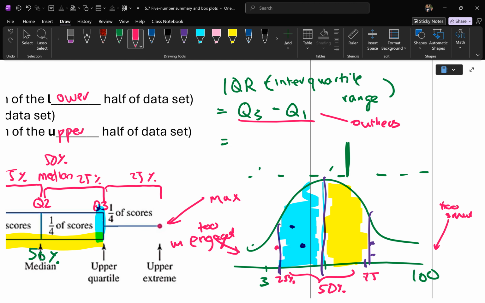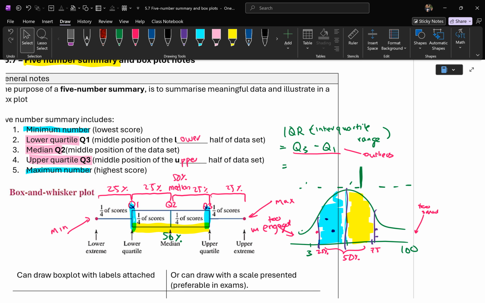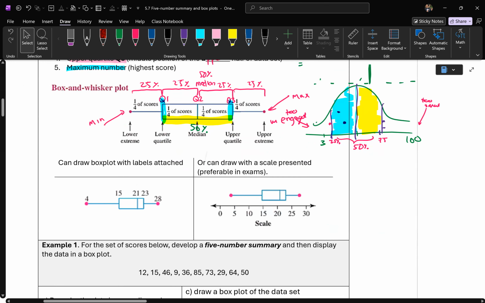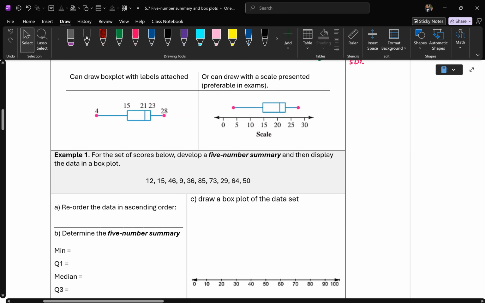So write your own notes so that you understand that difference there. But for today's lesson, it's pretty straightforward. We're not going to go through how to draw the box plot yet. We're just going to go through how to find those 5 number summaries. So let's do the first example. Here we go. Let's have a look at example 1.